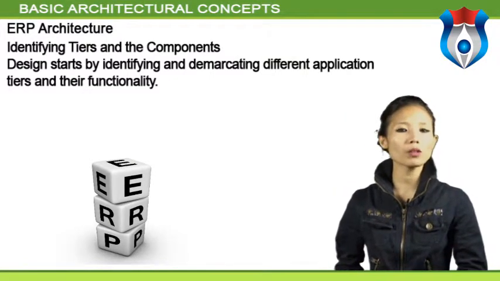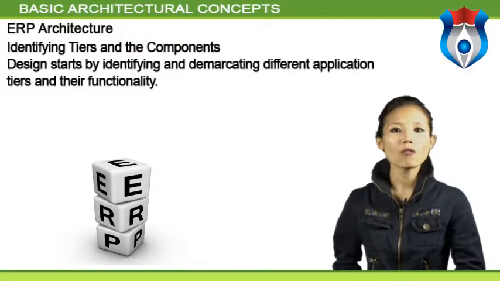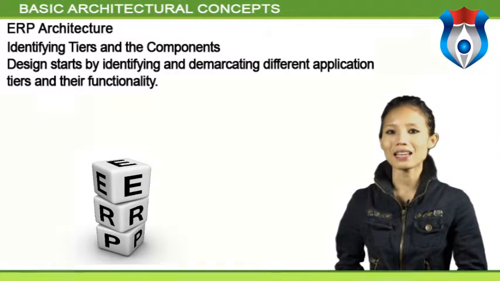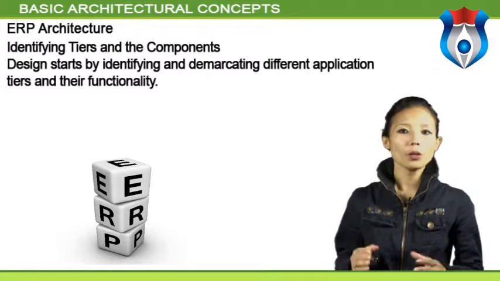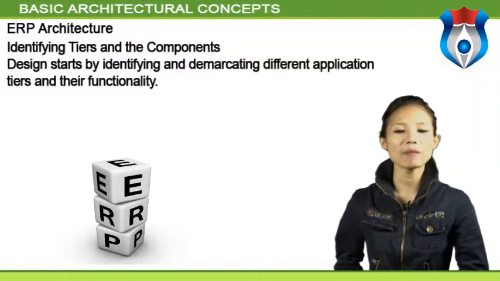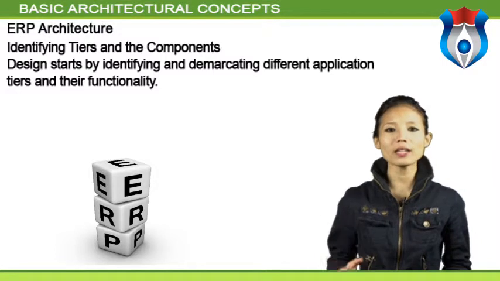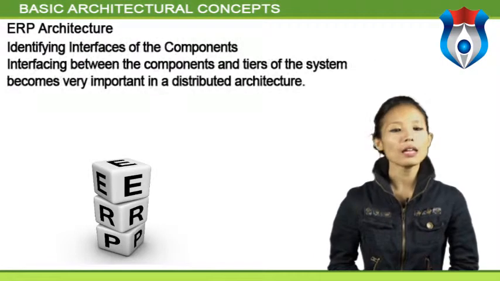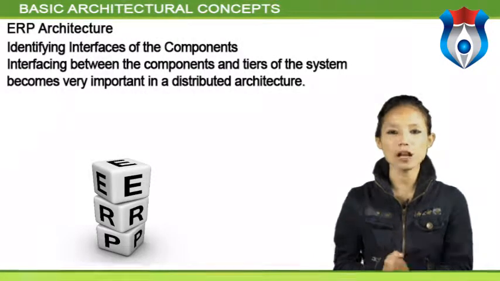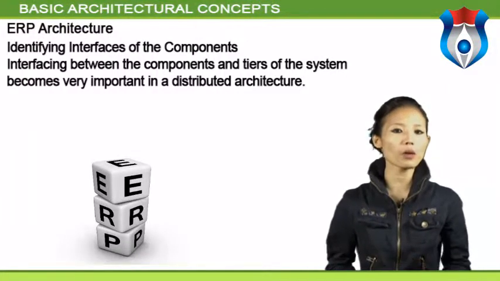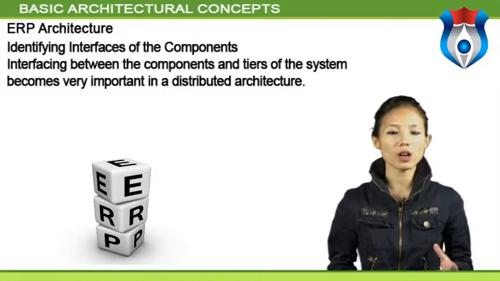If there are multiple components within each tier, functionality for each component is identified thereafter. Provision for enhancement and maintainability is to be kept in mind with each design decision. Interfacing between the components and tiers of the system becomes very important in a distributed architecture.